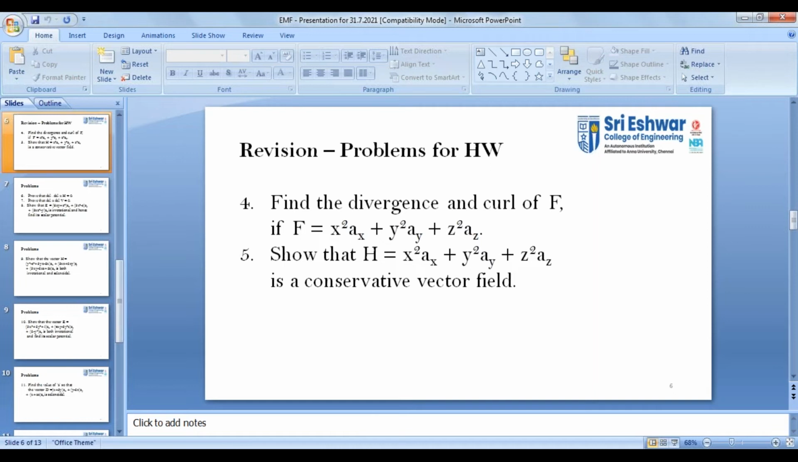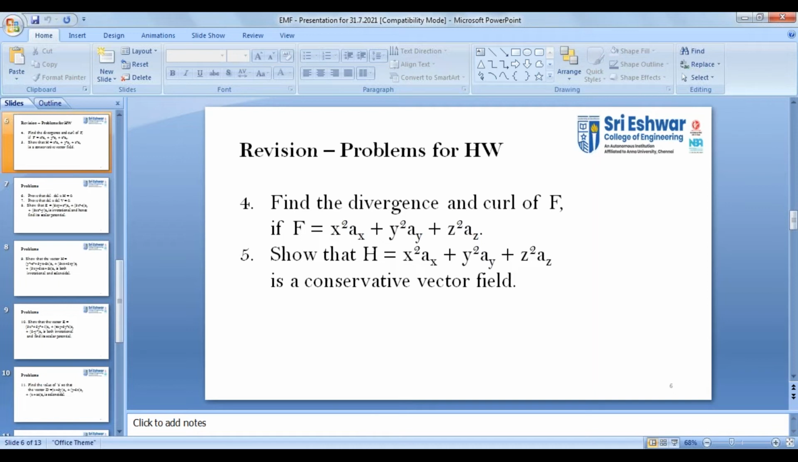So divergence and curl, we have to find for this particular vector F. F vector is given as x² a_x vector plus y² a_y vector plus z² a_z vector. Is it okay? Again for the same vector, the fifth question is that you have to show or prove that this vector is a conservative vector. What is meant by a conservative vector?